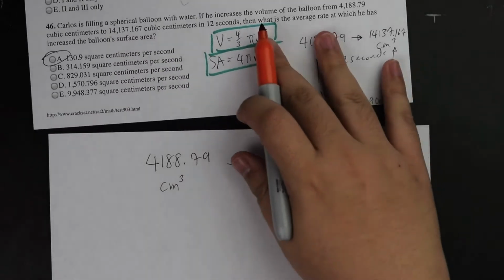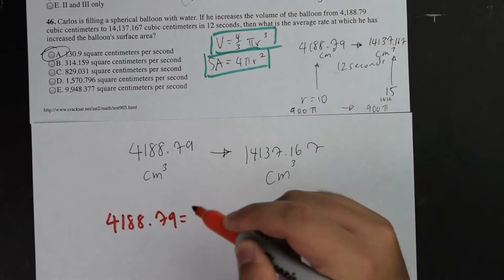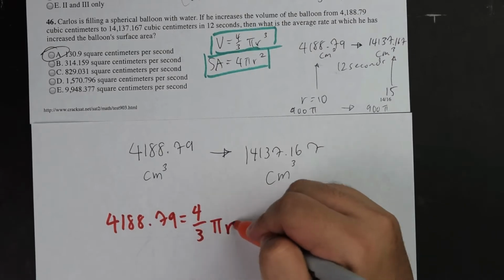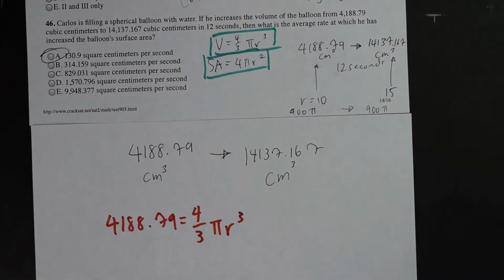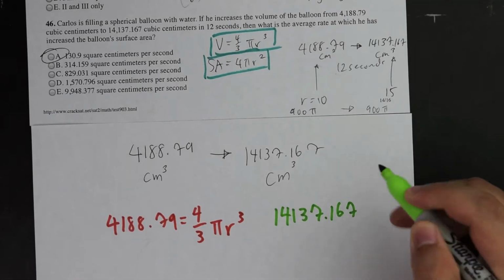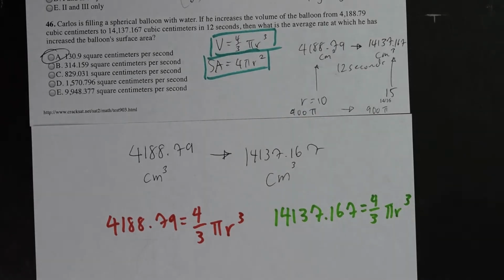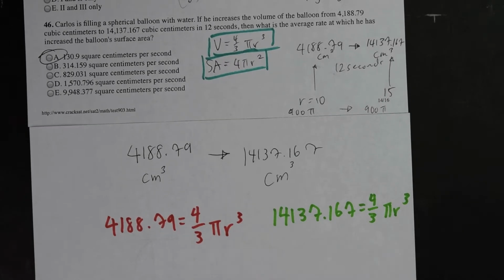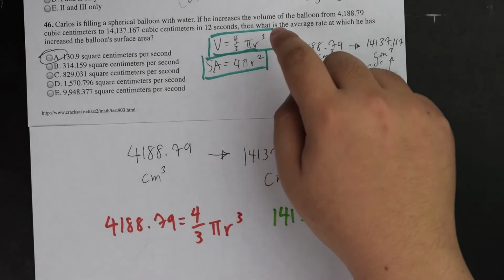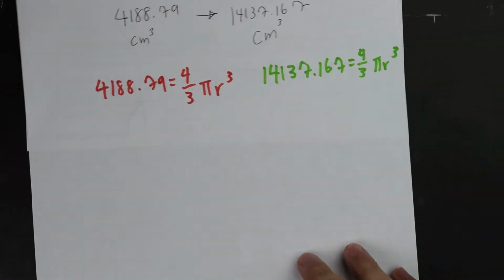So what I did, and I'm going to push this up, is I simply made 1488.79 equal to 4 over 3 pi r cubed as one equation. And then for my other equation, I did 14137.167 equals 4 over 3 pi r cubed, and that would be my second equation. When doing these equations, I could solve for two different radius values and then reconvert back into the surface area equation. So I'm starting from here, getting the radius value, and then switching over to the surface area. Now I'm going to go ahead and do so.